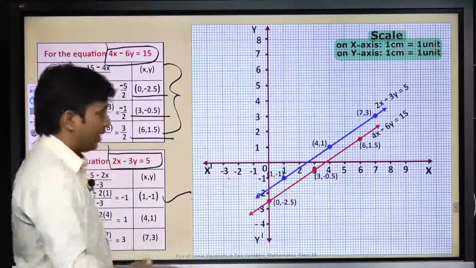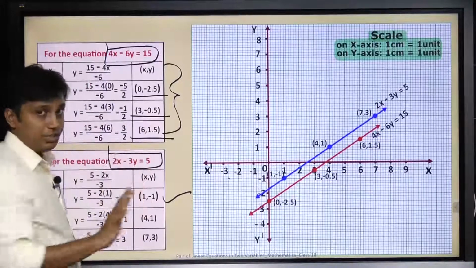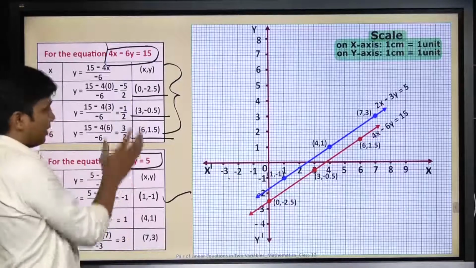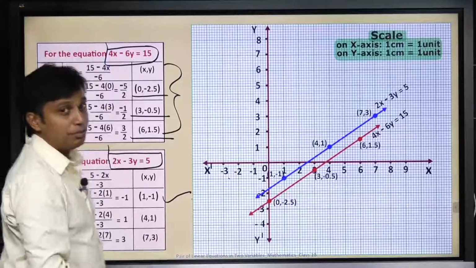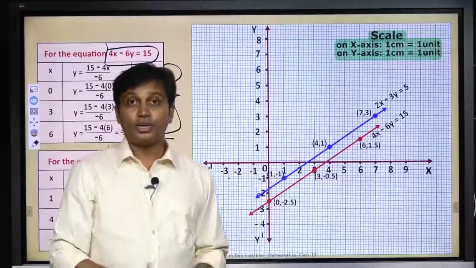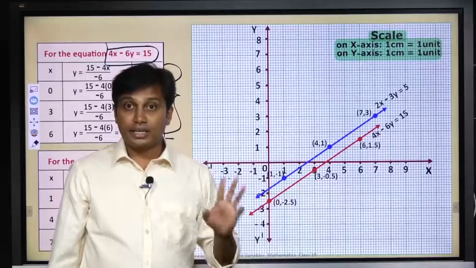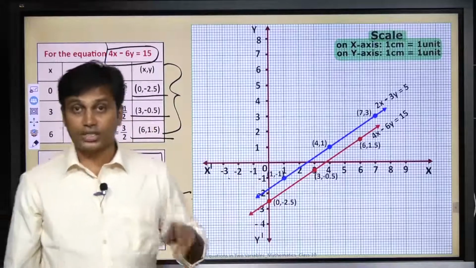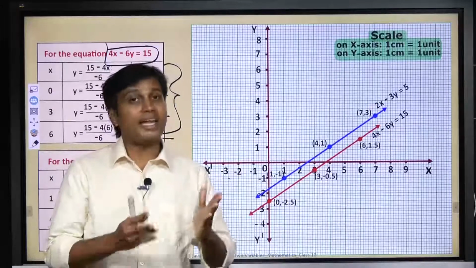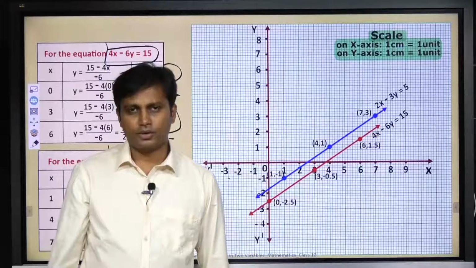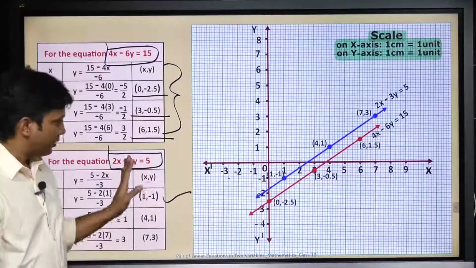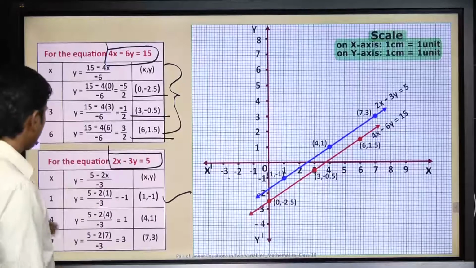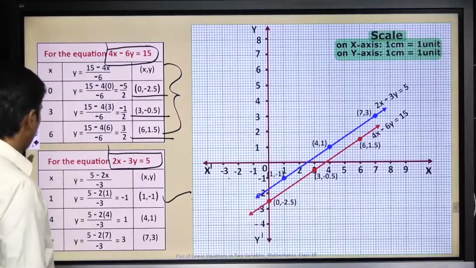Anyways, after observing these two graphs, what did you observe? Plotting the graphs of these two equations, we obtained parallel lines. So what is your observation then? Sometimes we get intersecting lines for two simultaneous equations, or sometimes we get parallel lines also. Understood? So this is also one of the examples, right? Now let us observe one more.